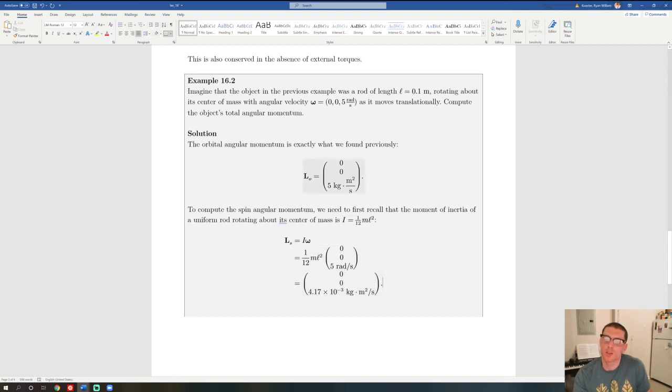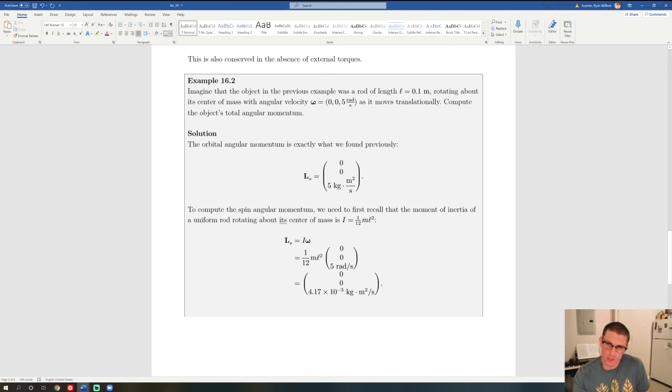And so this one, remember, is just a result of the fact that we use a cross product to define the orbital angular momentum. And this one is a consequence of the fact that we said that omega was 5 radians per second in the z direction, the positive z direction.